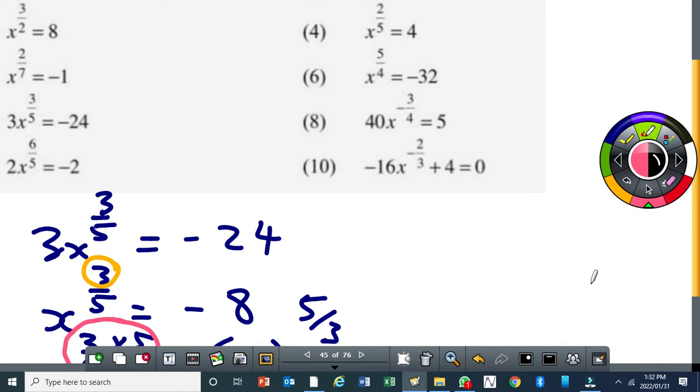Sir, that's the power of minus two. Yes. Number 10. You're doing number 10.